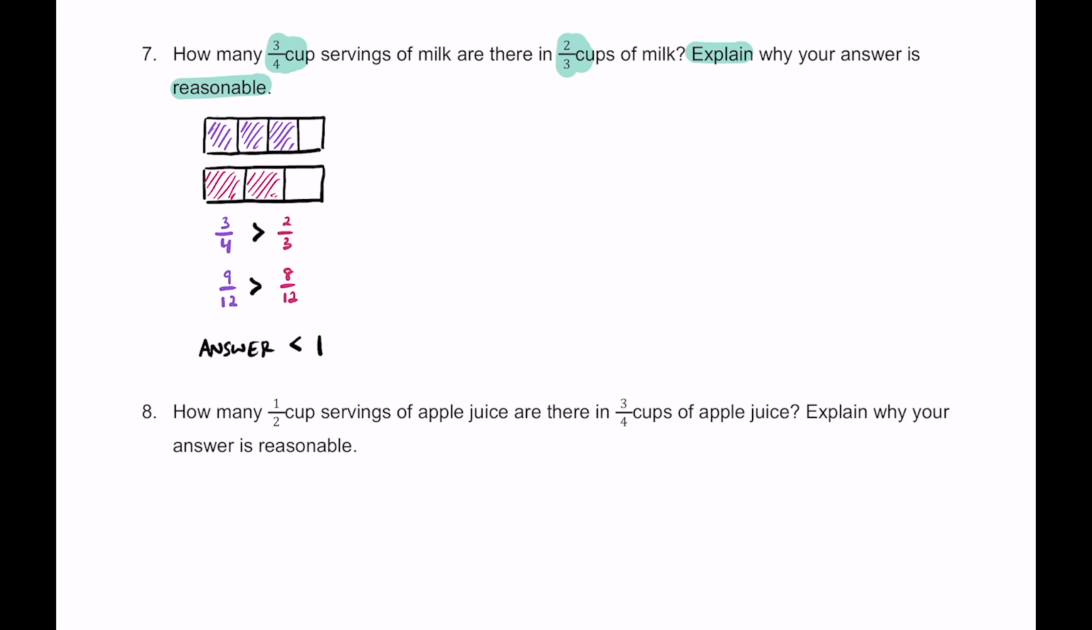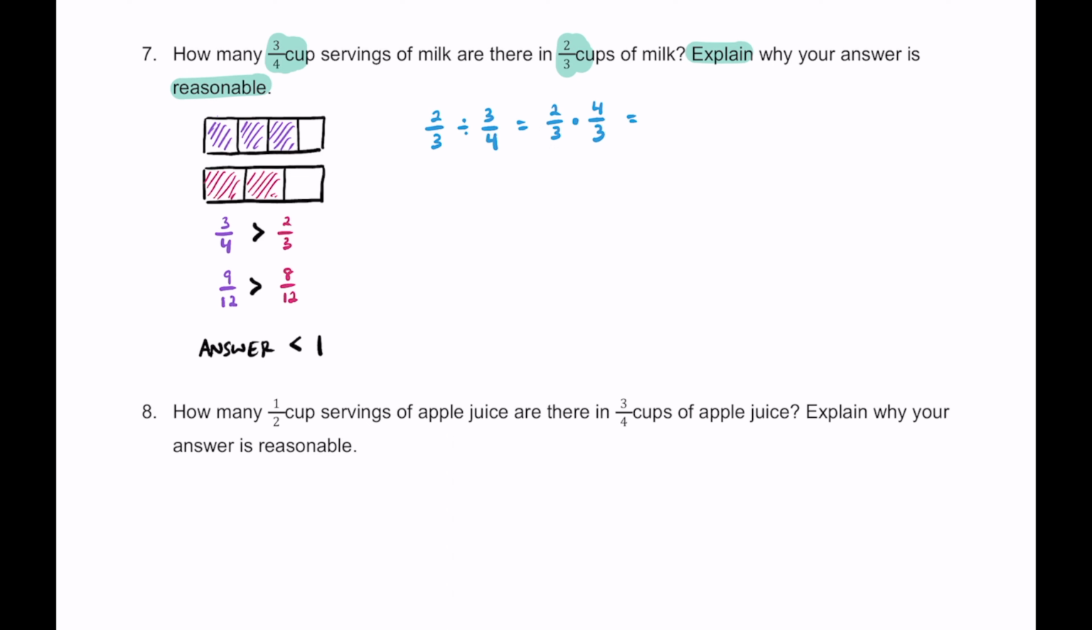Because fitting something that is a larger value into something that's a smaller value, it's not going to fit in a whole time. So that right there is just talking about reasonability, but if we're trying to see how many of these 3/4 cup servings fit inside the 2/3 ones, then we really are going to do a division problem here, right? And we can take this 2/3, and as we do with all division problems, we can rewrite it as a multiplication problem and multiply by the reciprocal, keep, change, flip.